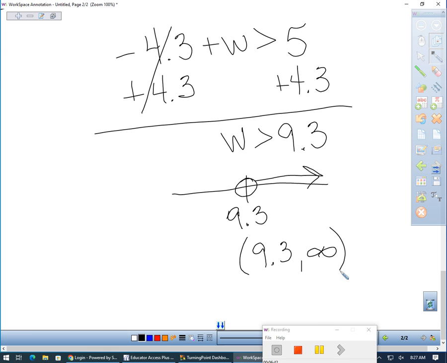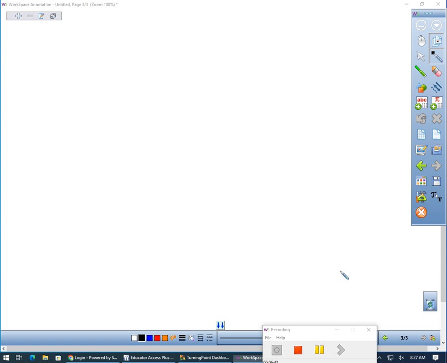Any questions on adding or subtracting? No, we're good? All right. And let's go to multiplying and dividing real quick. Again, that's where that special rule is going to come in. So let's say I had something like this.